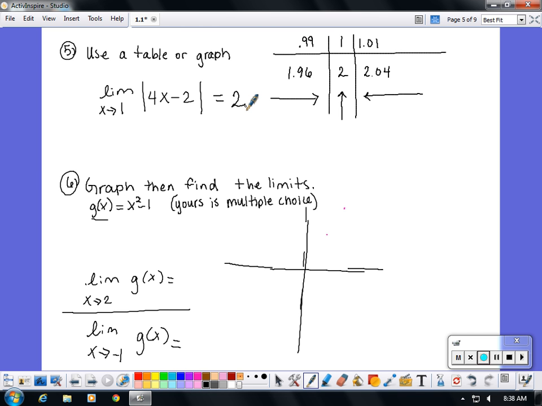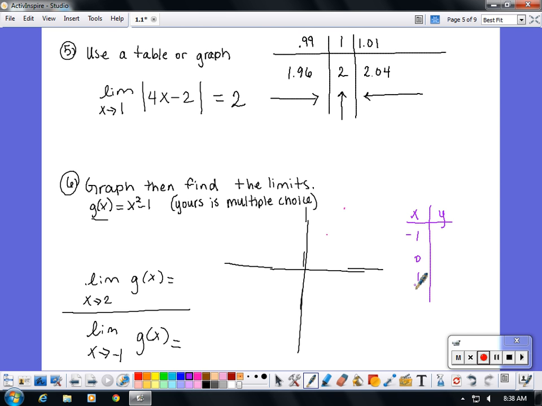Graph, then find the limit. So first thing we have to do is graph y equals x squared minus 1. You might remember from college algebra, it's a parabola shifted down 1 unit. If you don't remember, let's make a basic t-chart, and let's plug in negative 1, 0, and 1.